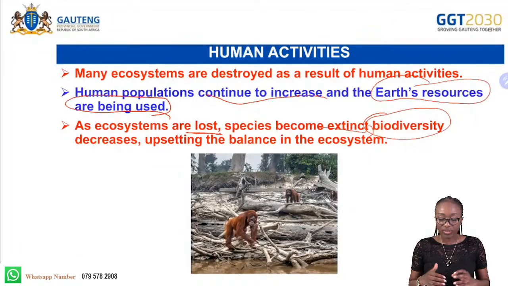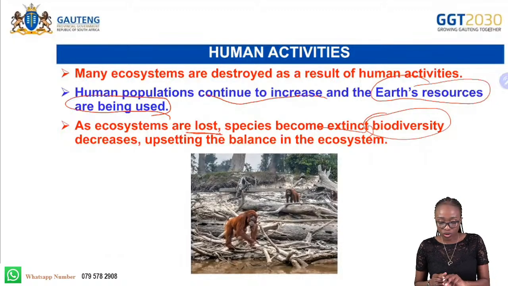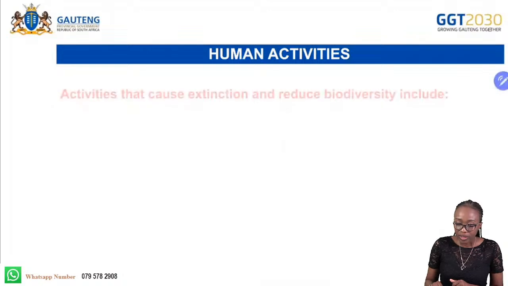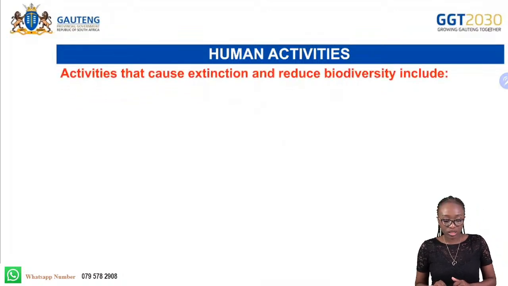For example, if there is deforestation, all the organisms that rely on trees for food, for a habitat, or for protection are going to be affected, which means the entire ecosystem is going to be affected, and there's going to be a reduction in the variety of species that you find in that one particular area. Let's look at more human activities that disrupt the ecosystem.